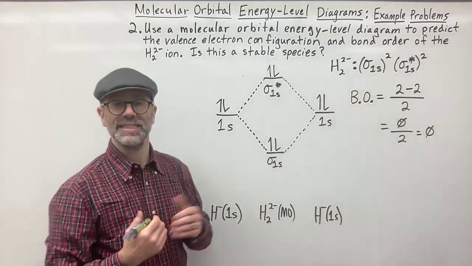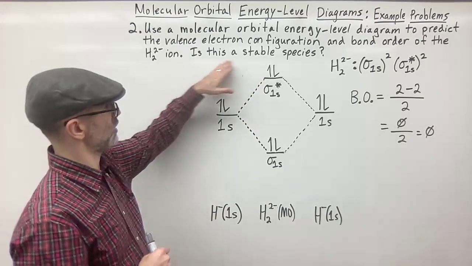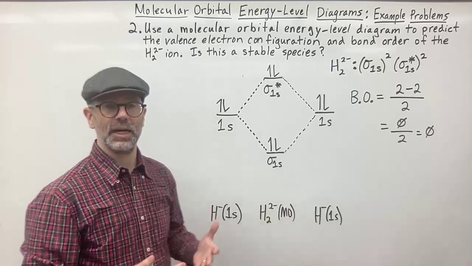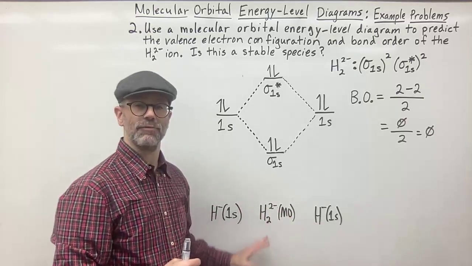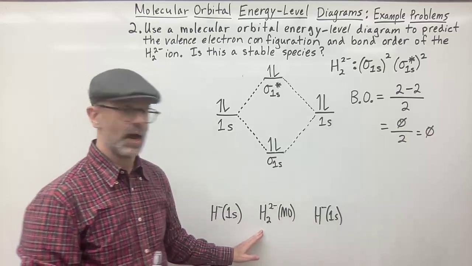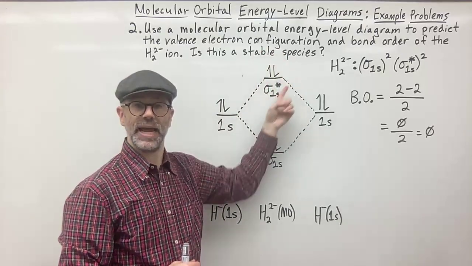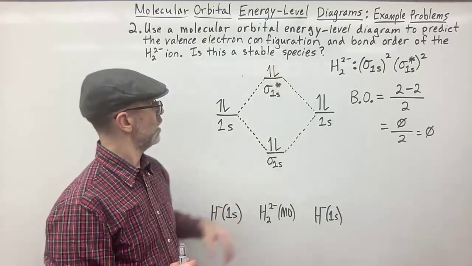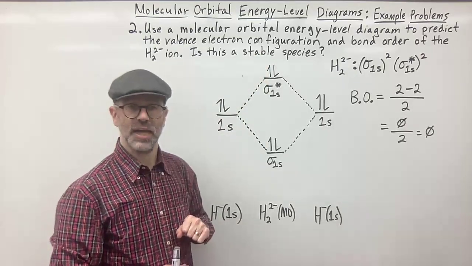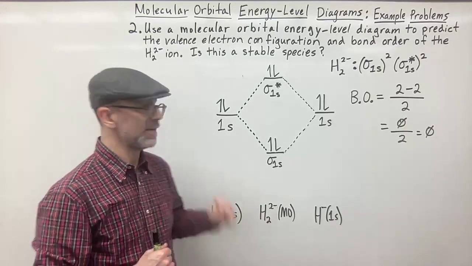So the bond order is 0, meaning no bonds form. This is not going to be stable. So the answer to the question, is H2 2 minus stable? No. It's not going to be stable. It's not going to form a species here. These 2 ions are not going to form a bond mainly because of the destabilizing anti-bonding electrons. That makes it unstable. So it's not going to form a molecule. And that's it for this video.